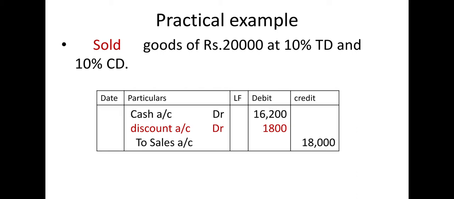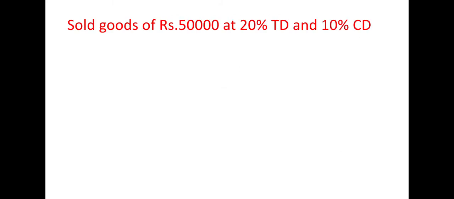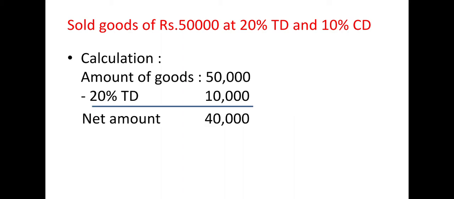Okay, let's see one more transaction, a sales transaction. Sold goods of 50,000 at 20% TD and 10% CD. So we are selling goods of 50,000 at 20% TD and 10% CD. Calculation first: let's write down amount of goods 50,000 minus 20% trade discount. 20% of 50,000 is equal to 10,000. So our net amount is 40,000.